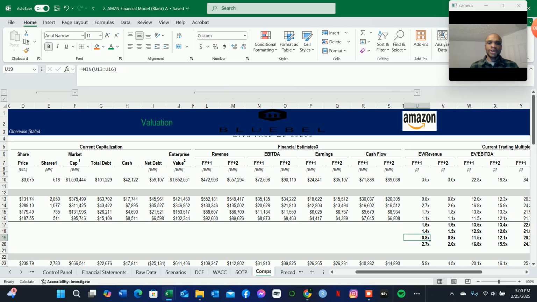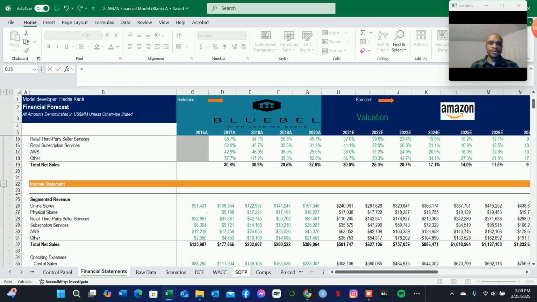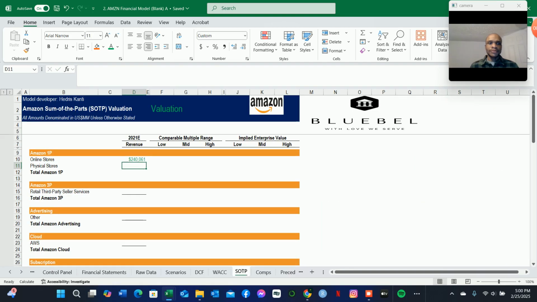So we switch back to the sum of the parts analysis section here, and we just grab the revenue generated in 2021. So we go to the financial statements here. We grab the revenue generated by the online stores in the year 2021 focus period. We can fill for the physical stores with Control D, that is the revenue generated, and we can sum the total revenue for the first party business segment, and then we can move on to the comparable companies tab.